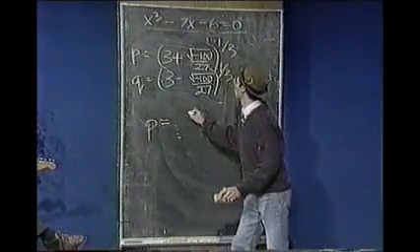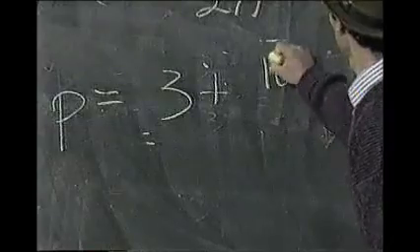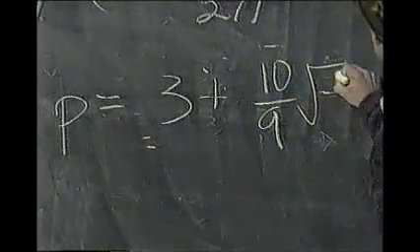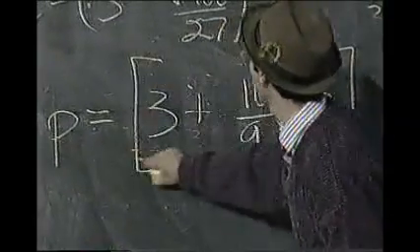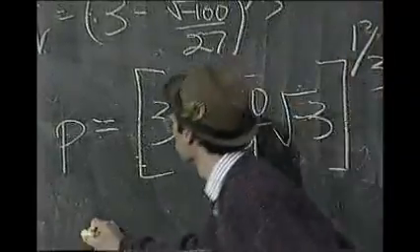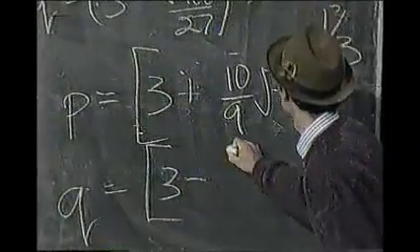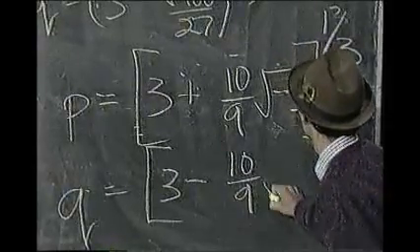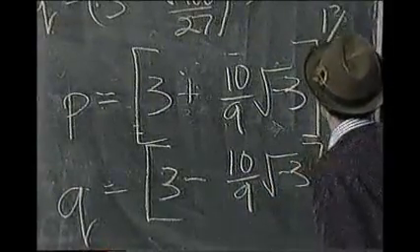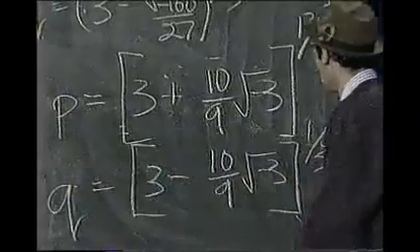P equals 3 plus 10/9 the square root of negative 3, all to the cube root power. And Q equals 3 minus 10/9 the square root of minus 3, all to the 1/3 power, cube root. Okay, there it is.